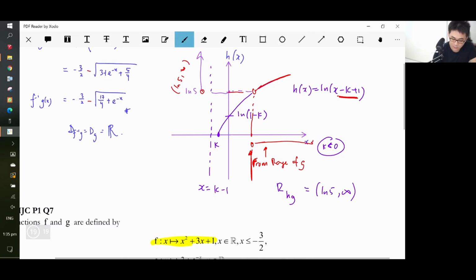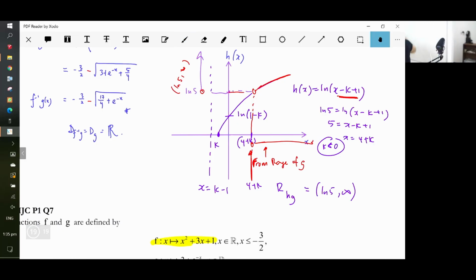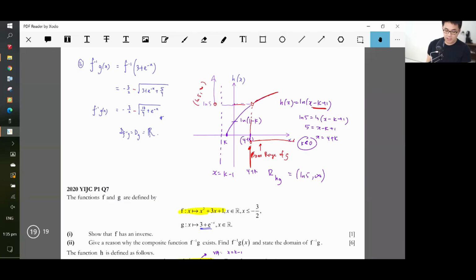So if you work it out, ln 5 equals ln of x minus k plus 1. So x is equal to 5 equals x minus k plus 1. So x is equal to 4 plus k. So this is 4 plus k. Yeah, that is okay. Then this will be 4 plus k, right?